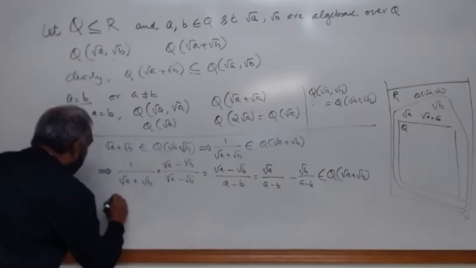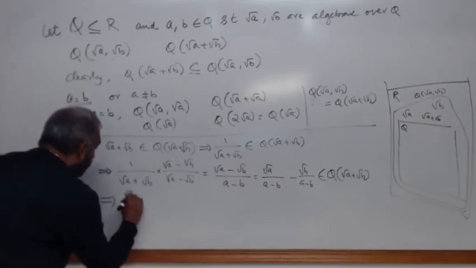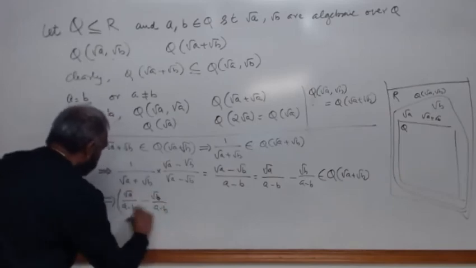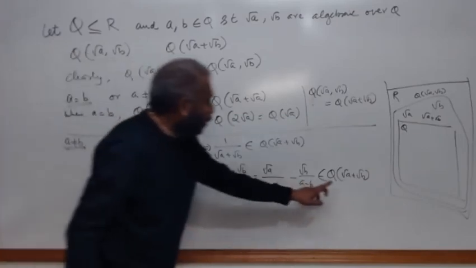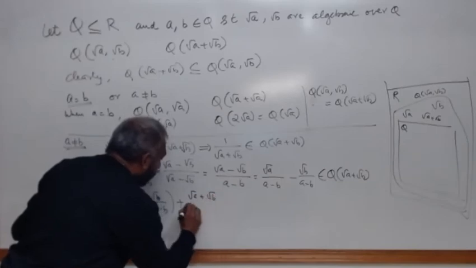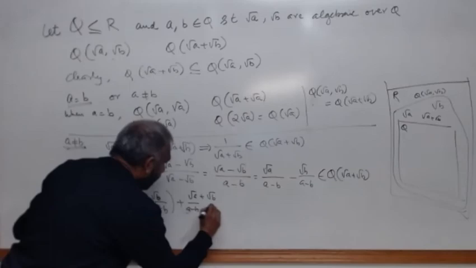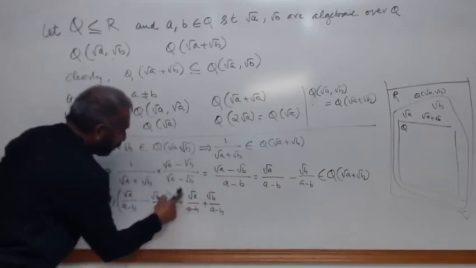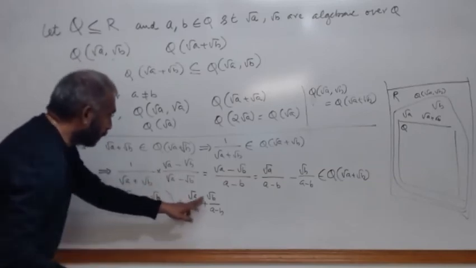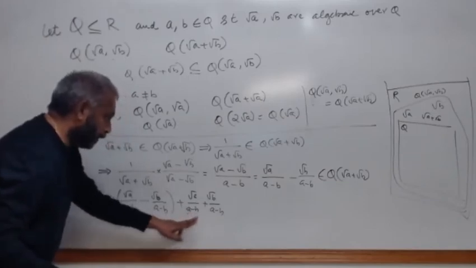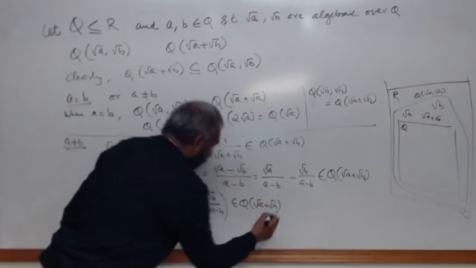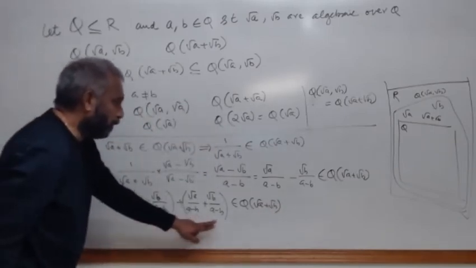So what we are going to do is, that means root a by a minus b minus root b minus a minus b plus, this is an element from Q of root a plus root b, and this is also an element. So what we are doing, root a plus root b by root a minus b by a minus b. This also belongs to Q of root a plus root b, because this is actually root a plus root b minus whole divided by a minus b. So this also belongs to Q of root a plus root b. This is an element from root a, from root b. This also is an element from Q of root a plus root b.